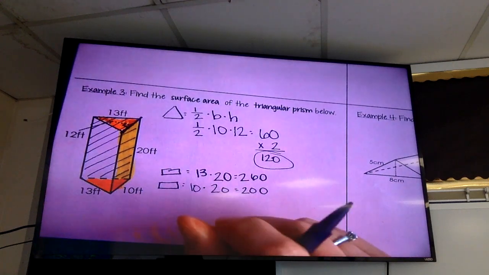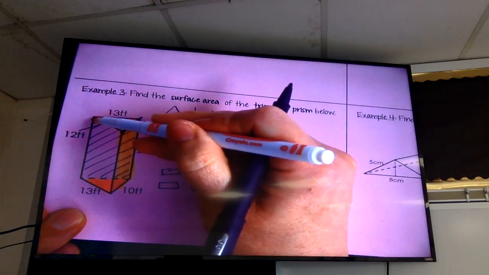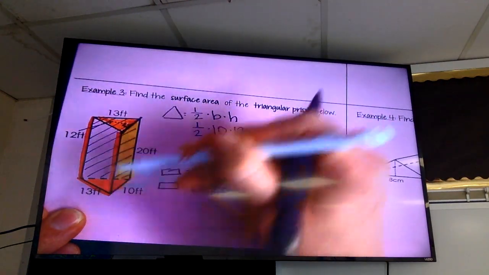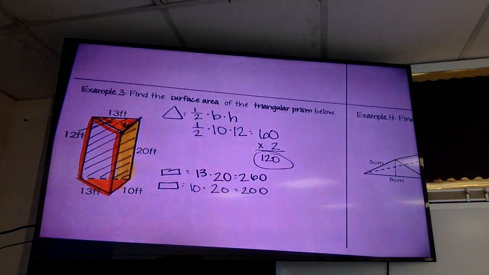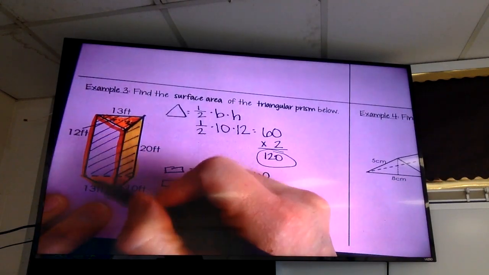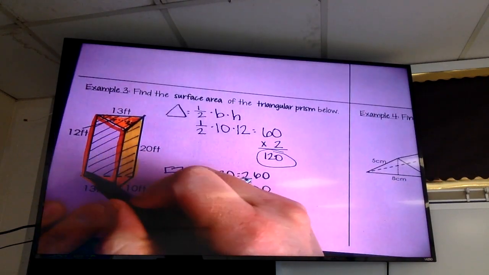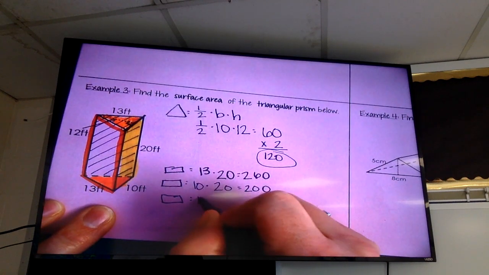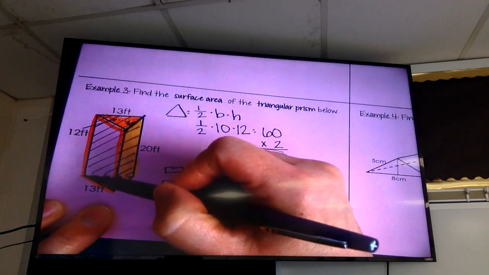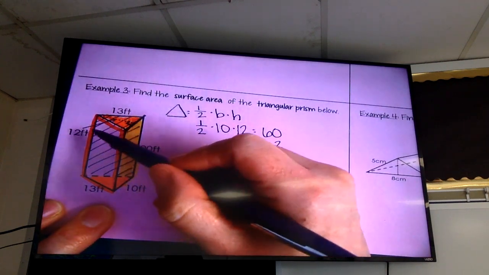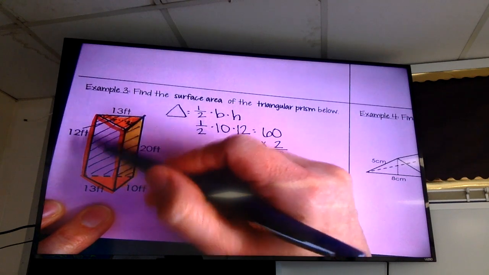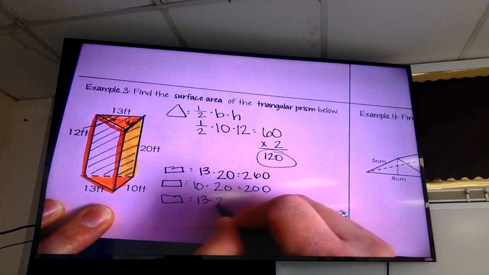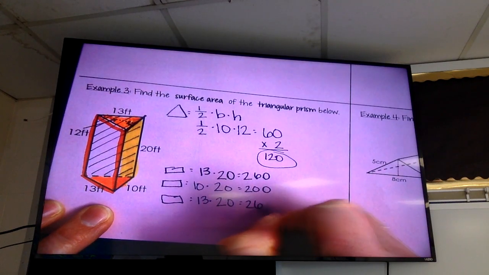And then I have one more. I'm going to outline it in red. It's right here. Okay, so that's my last rectangle, this one that I outlined in red. And when I look at the base and height of this, it's 13 times, and then this right here. Now be careful. That 12, remember, was referring to the altitude. So this is not 12. This is actually 20. It's the same for all of the heights. And I already did that one, so I know it's 260.